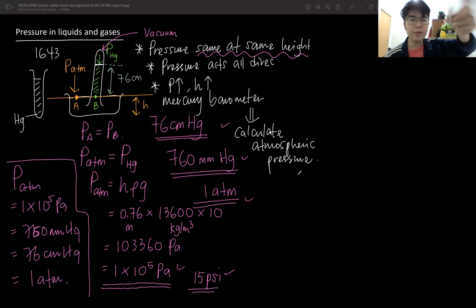No matter how you move it, as long as you are at sea level, the height will always be 76 because the atmospheric pressure doesn't change. The only way to change the height of the mercury is to go to higher places, where the atmospheric pressure changes. Then you will get a different length of the column.